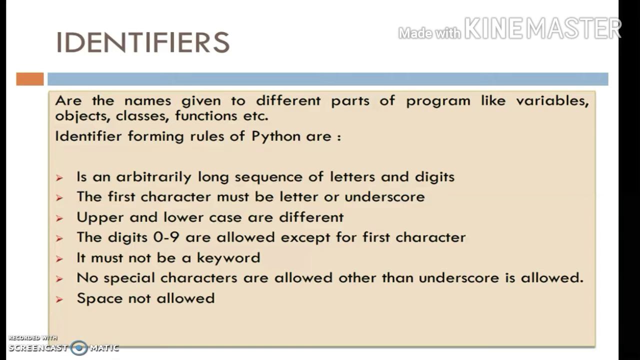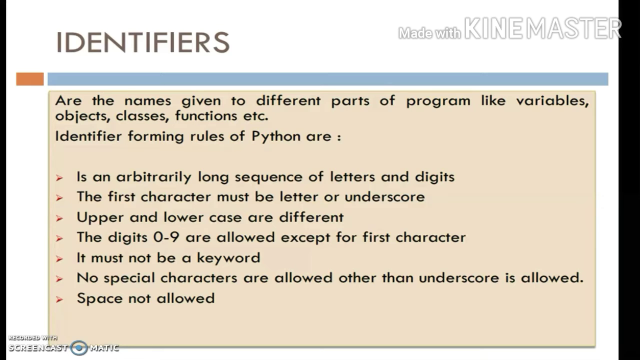Then it must not be a keyword. That means you can't use a keyword as an identifier. Next, no special characters are allowed other than underscore. The only permitted special character is underscore. Then the last one, space is not allowed. So these are the different rules to use an identifier in a Python program.